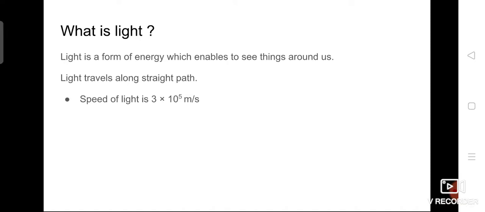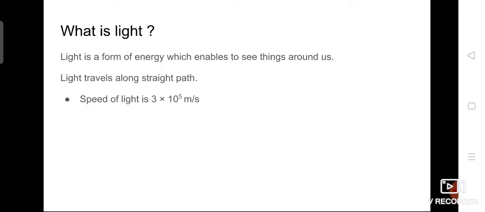Now many times you might feel, does light really travel along a straight path? Because when I keep my windows open, the entire room gets lit up, so that means light can reach every corner of the room. So how can you say that light travels along a straight path? You can ask that question. So we will do a few experiments to prove that light travels along a straight line.